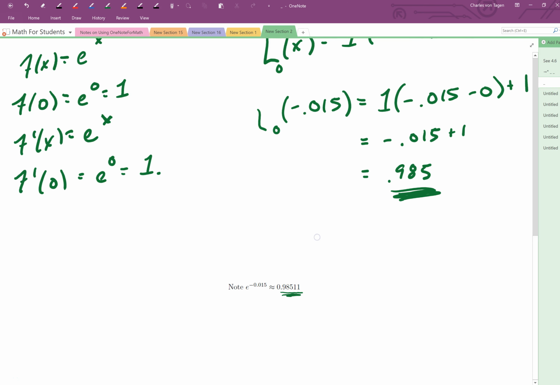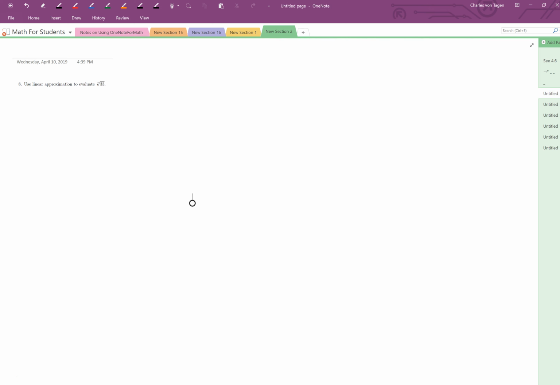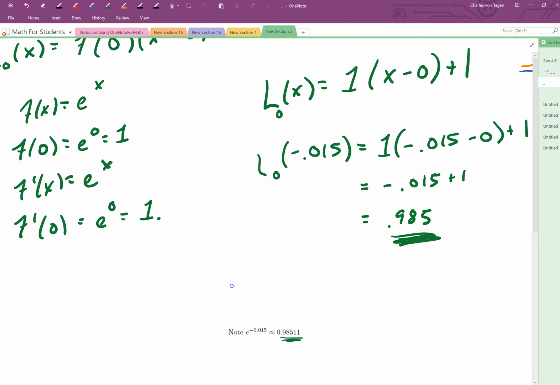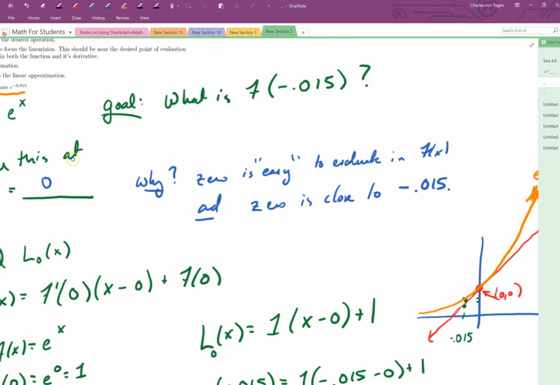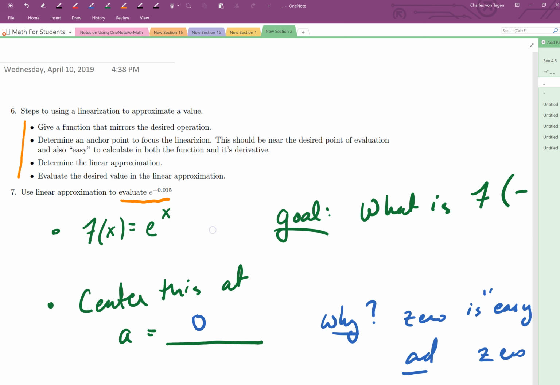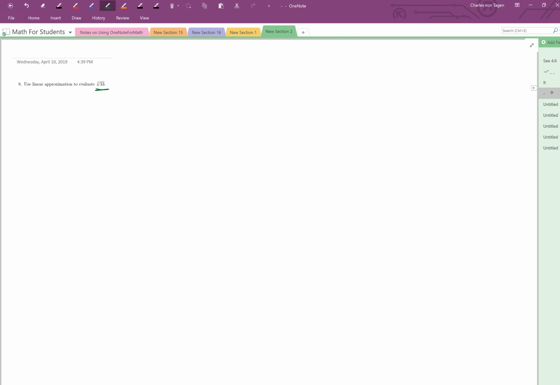Okay, so folks, what I'd like you to do now is pause the video, and go ahead and try number 8 on your own, where I'm asking you to use linear approximations to evaluate the fifth root of 33. So go back to the steps from the previous page, number 6, and try to replicate this. So pause the video and give this a shot.